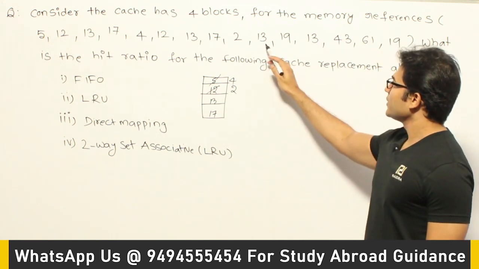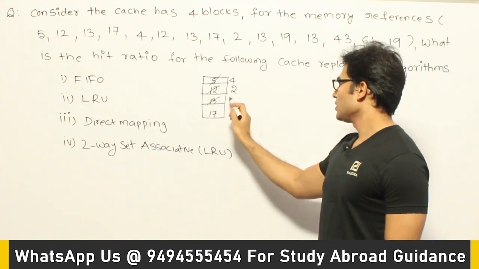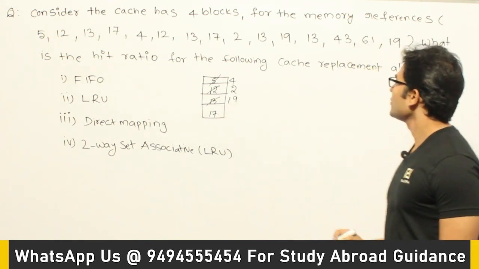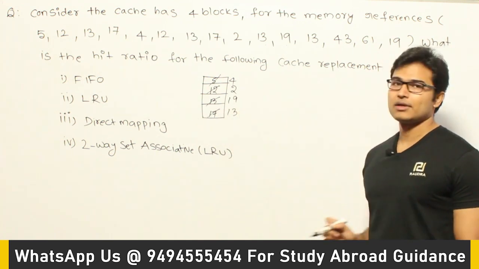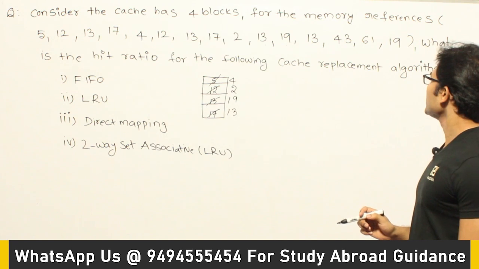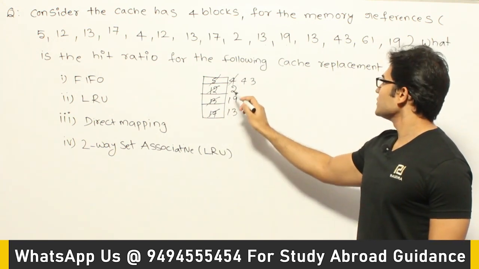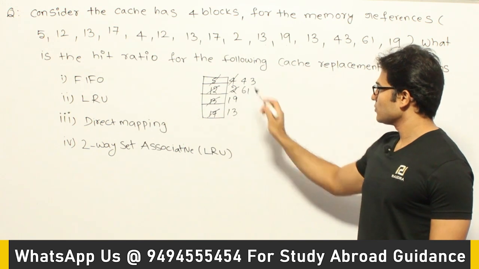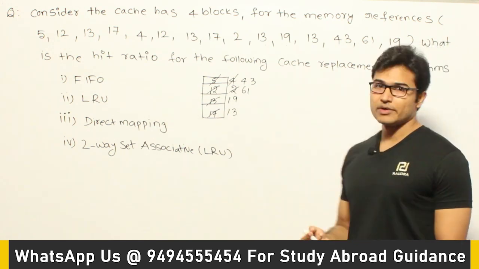Now 13 is already there, and what about 19? 19 is not there, so you have to throw out 13 only. What about 13? 13 is not there, so throw away 17. Got it? And what about next one? 43. 43 is not there, throw away 4. What about 61? 61 is not there, throw away 2. What about 19? 19 is already there, so leave it there.